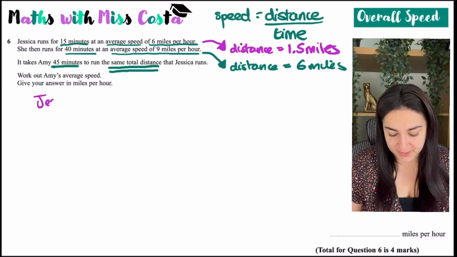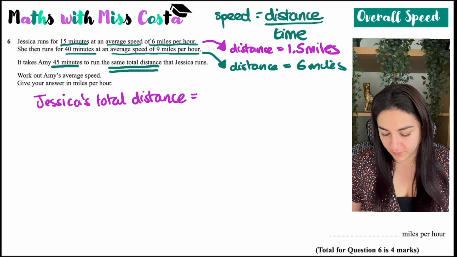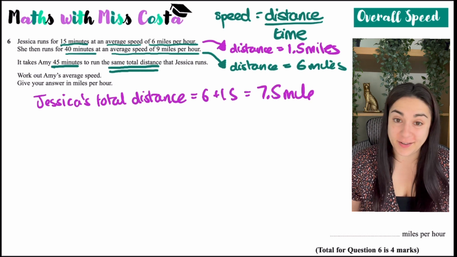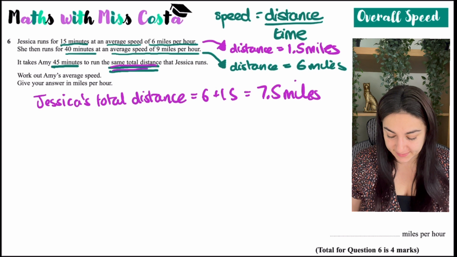So Jessica's total distance is 6 plus 1.5, which is 7.5 miles. I'm told that Amy takes 45 minutes to run the same total distance.